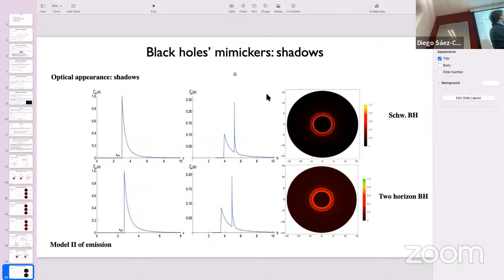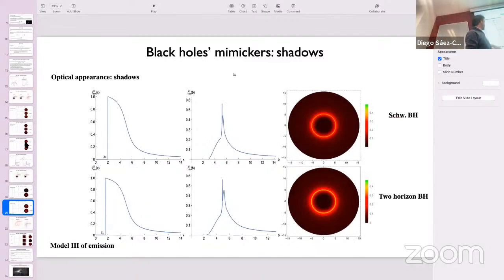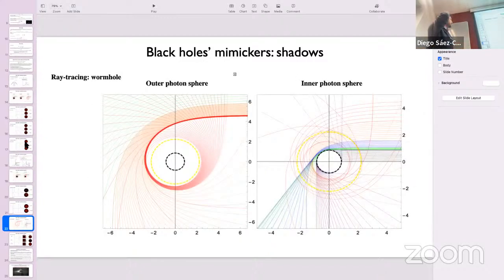So in this case, you may have a bit more difference with respect to the cases I showed before, but at the end of the day, the picture is going to be very similar. If you use the third profile of emission, as in the previous cases, the picture that you are going to have for both of these objects is going to be similar. But what happens when you consider the wormhole?